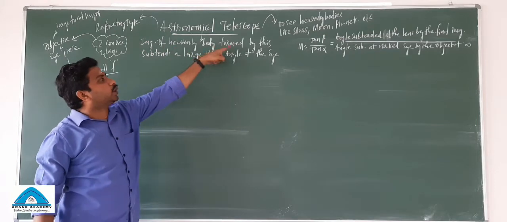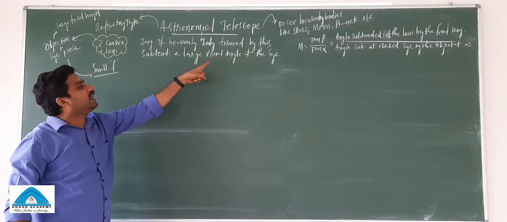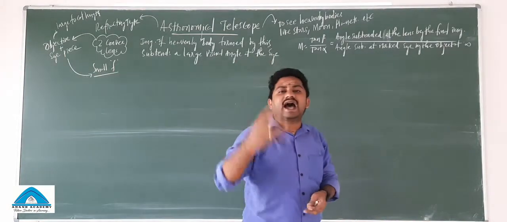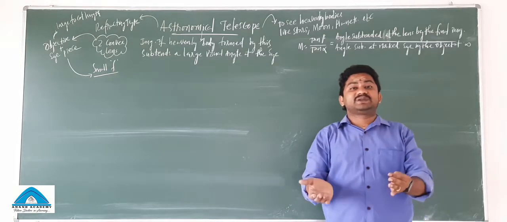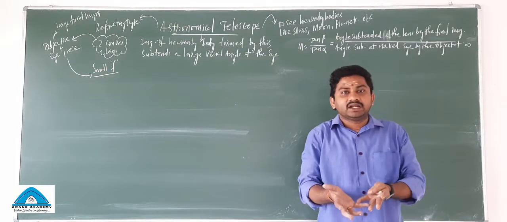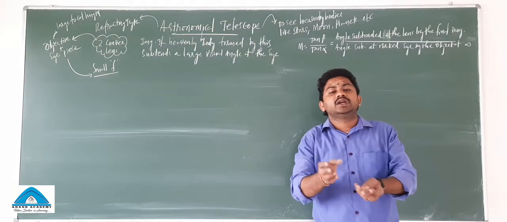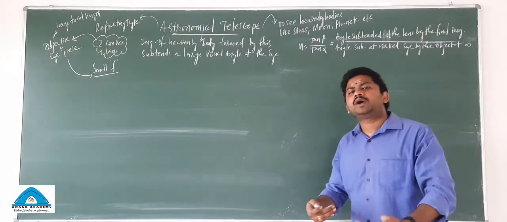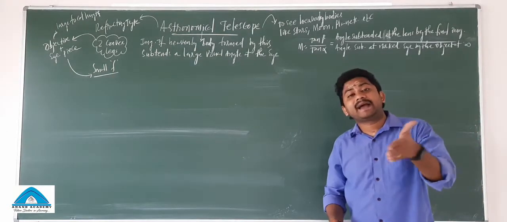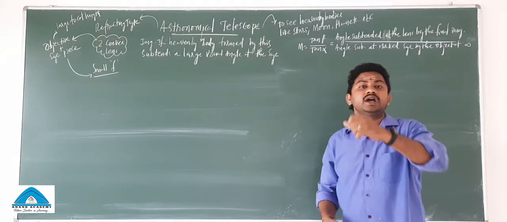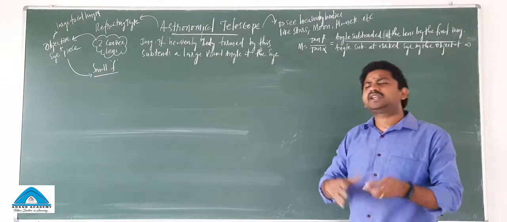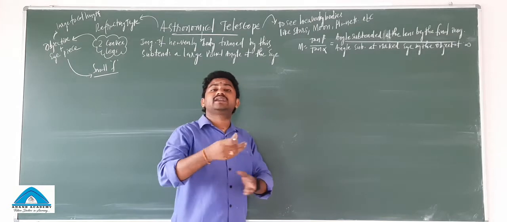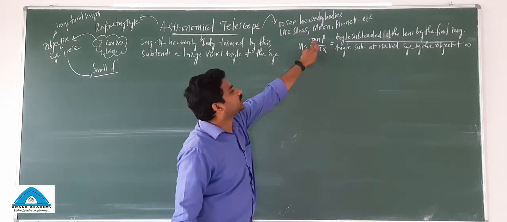The image of the heavenly body formed by this subtends a large visual angle at the eye. When there is a large visual angle formed at the eye, the size of the image also will be bigger, right? Visual angle is directly proportional to the size of the image that appears. Now, we have learned about angular magnification or magnifying power in optical instruments. Here also there is a concept called magnifying power. What is that magnifying power? Or angular magnification here. So m is equal to tan beta by tan alpha.